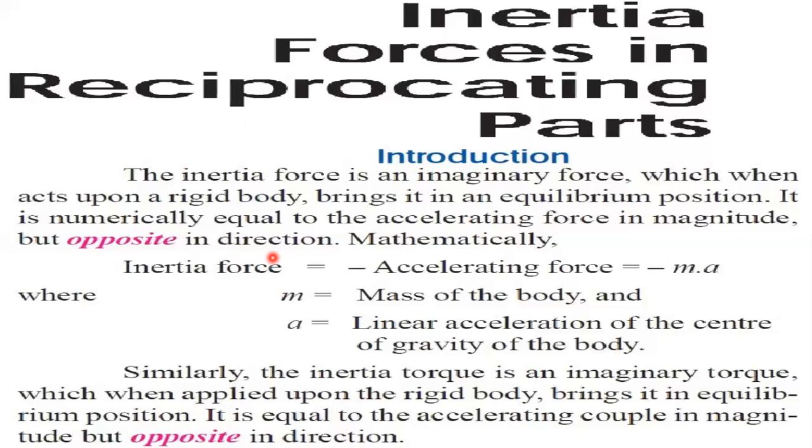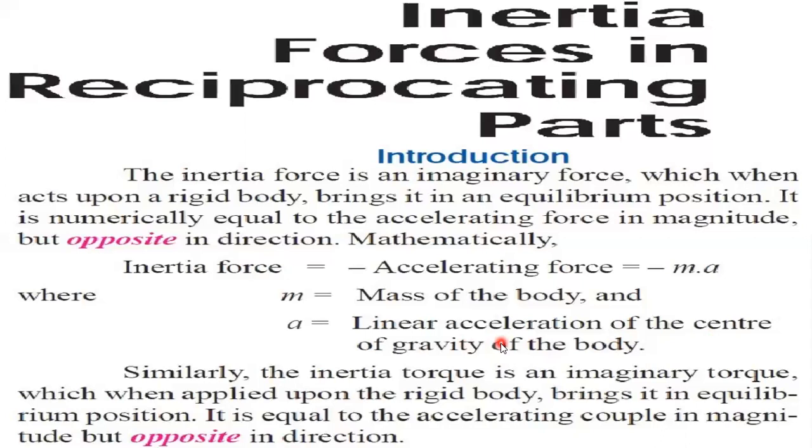As we all know, according to Newton's second law, force is equal to mass into acceleration, and this inertia force is the same force but in the opposite direction. That's why we put a minus sign on the accelerating force: minus ma. Here, m is the mass of the body and a is the acceleration of the center of gravity of the body. So this is the basic concept.